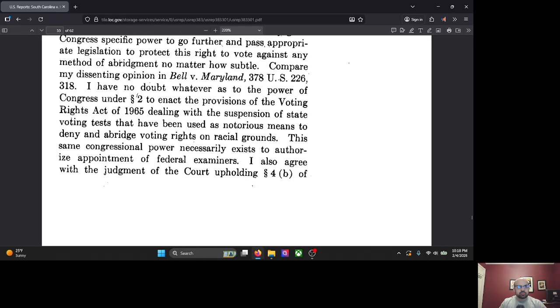I have no doubt whatever as to the power of Congress under subsection 2 to enact the provisions of the Voting Rights Act of 1965 dealing with the suspension of state voting tests that have been used as notorious means to deny and abridge voting rights on racial grounds. This same congressional power necessarily exists to authorize appointment of federal examiners.